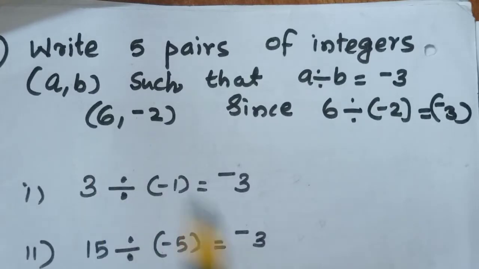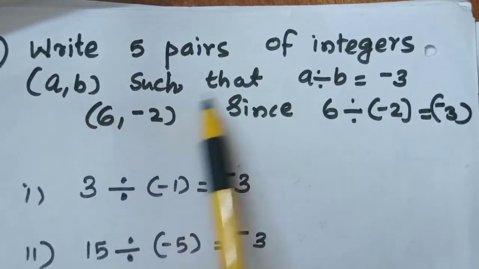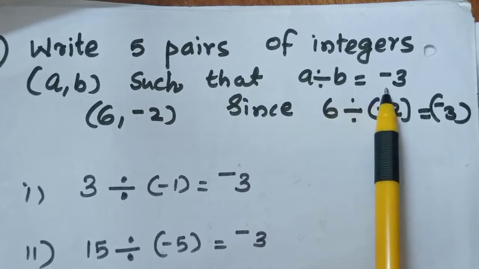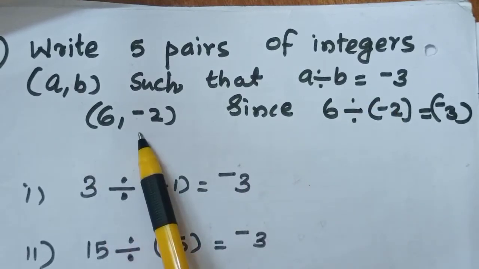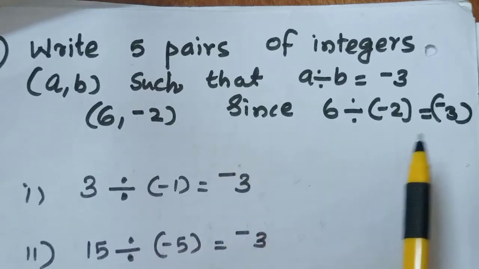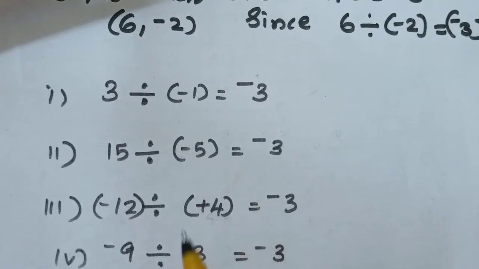Here is the fourth question from the exercise. 1.4. Write 5 pairs of integers a, b such that a divided by b is equal to -3. One example is 6 and -2, since 6 divided by -2 is equal to -3. So some examples are there.